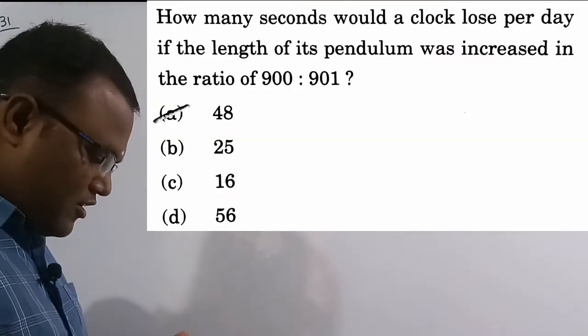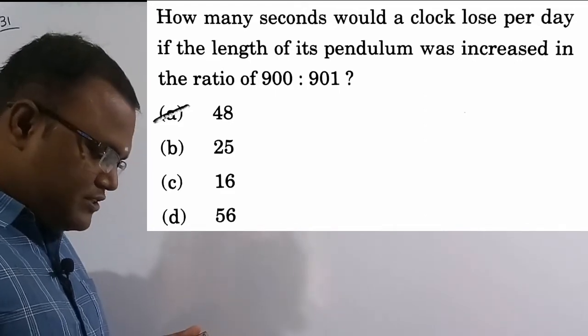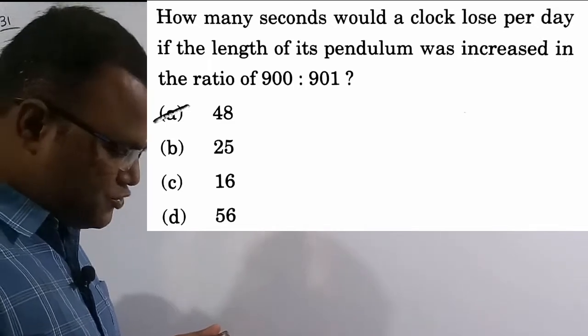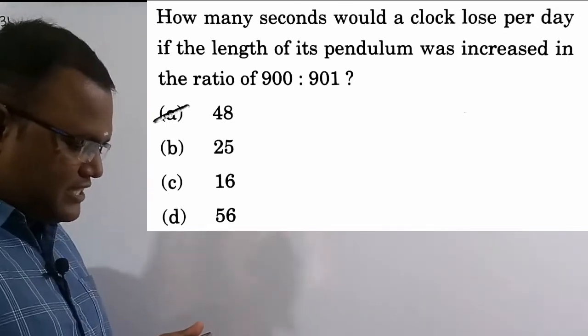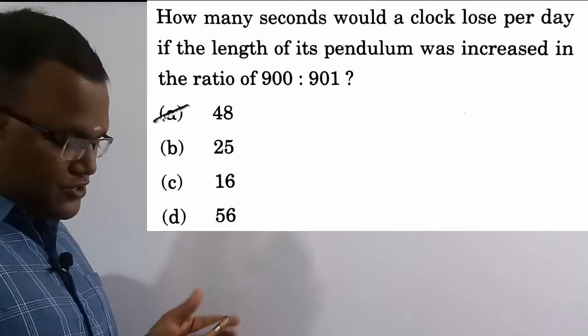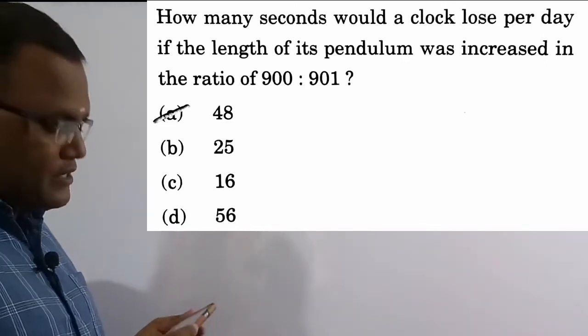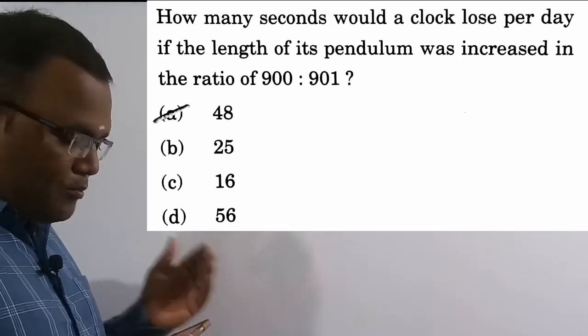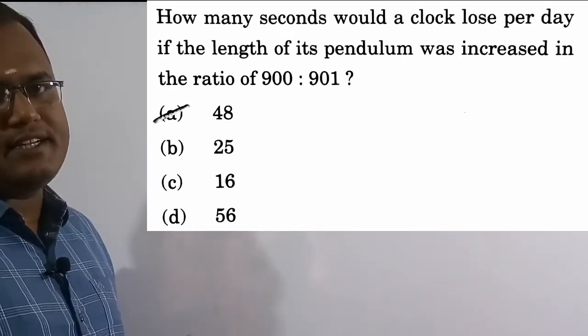So let's get started. Now we are going to solve the 31st question. See the question here. How many seconds would a clock lose per day if the length of its pendulum was increased in the ratio of 900:901? So in this question they are asking, if the length of the pendulum is increased in the ratio 900:901, then how much is the clock going to lose in a day? In how many seconds is the clock going to lose in one day?